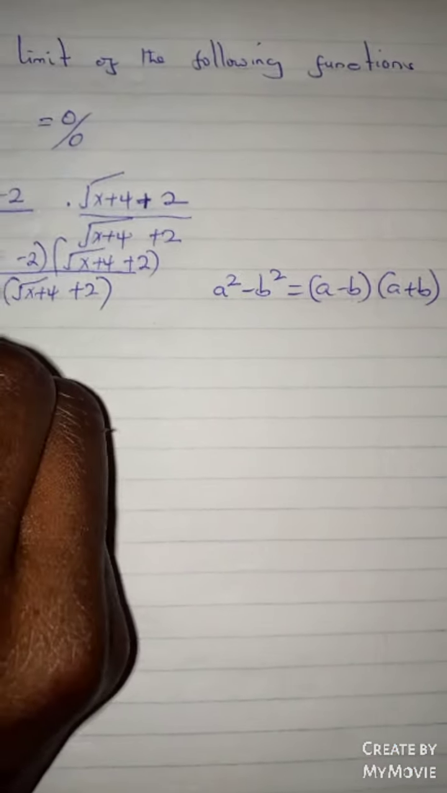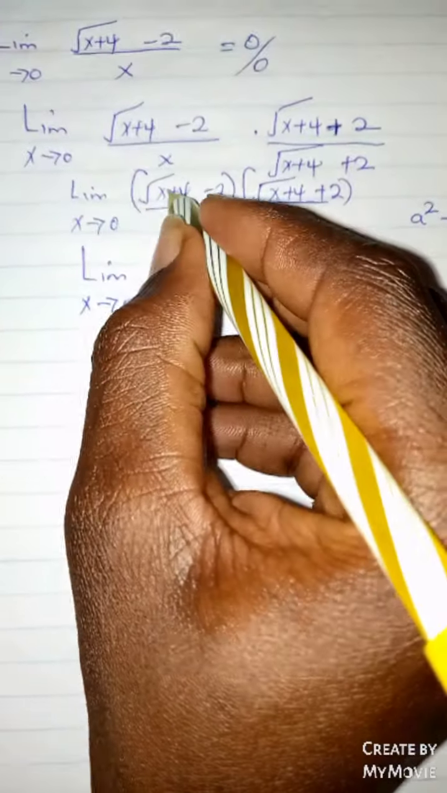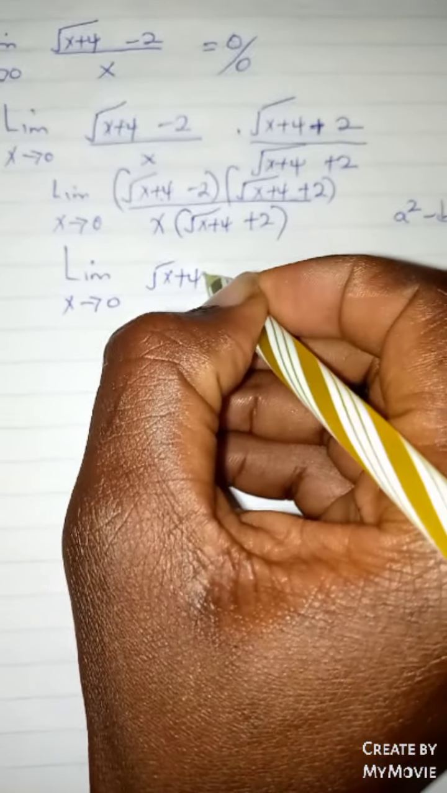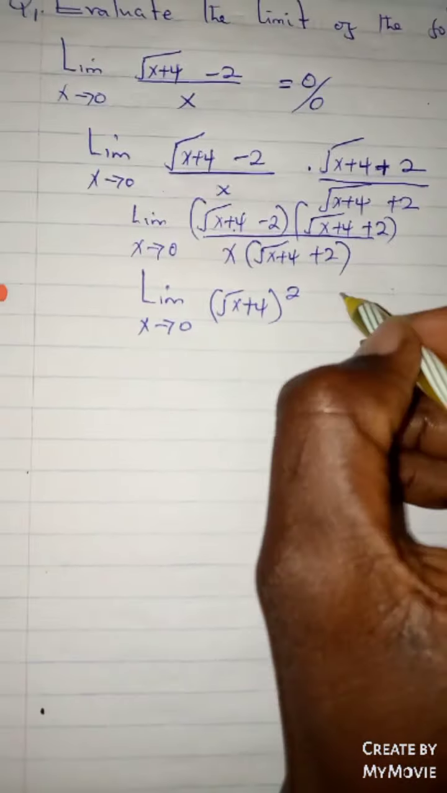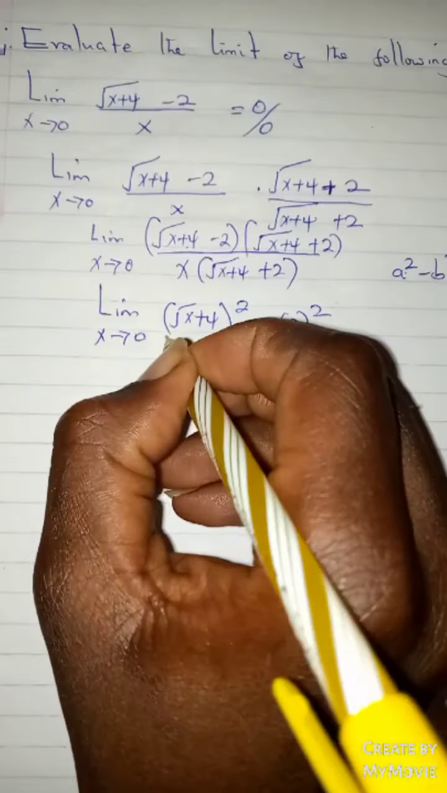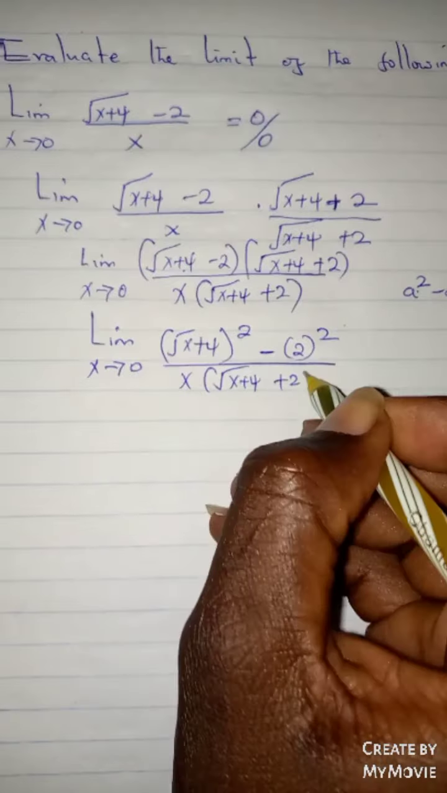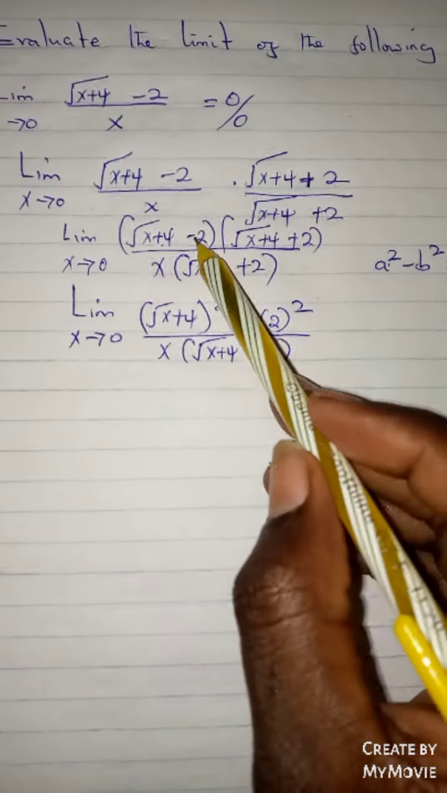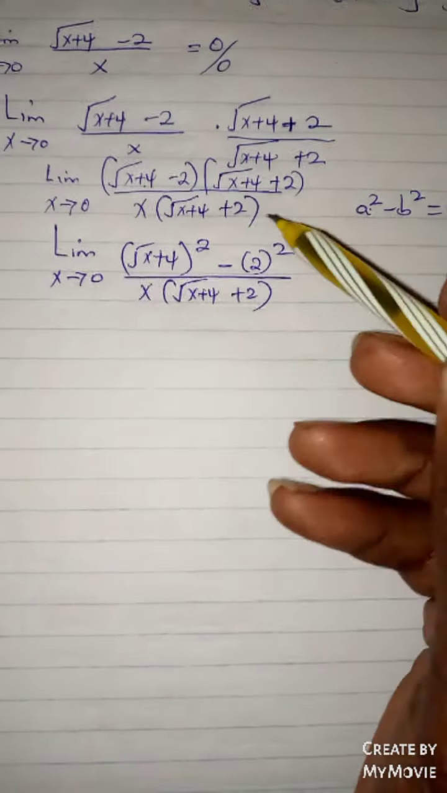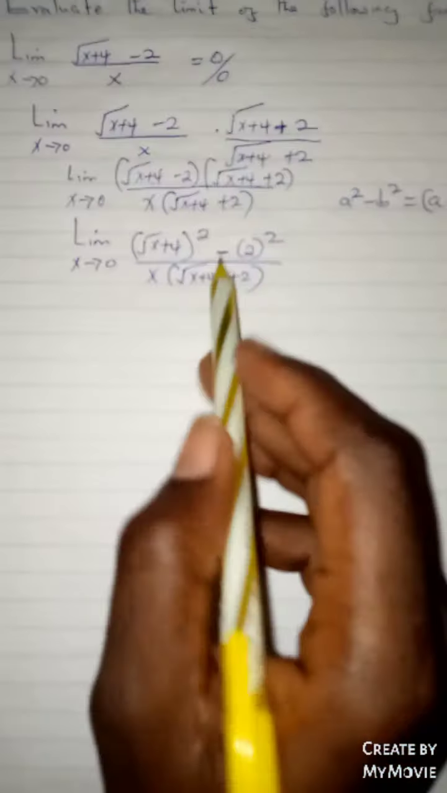So as the limit of x approaches 0, the root of x plus 4 is the value of a, and squaring it gives a squared, then minus b squared, that is 2 squared, over x times the root of x plus 4 plus 2. Instead of opening this one, expand this way. To save space, you just do it in a simpler manner.